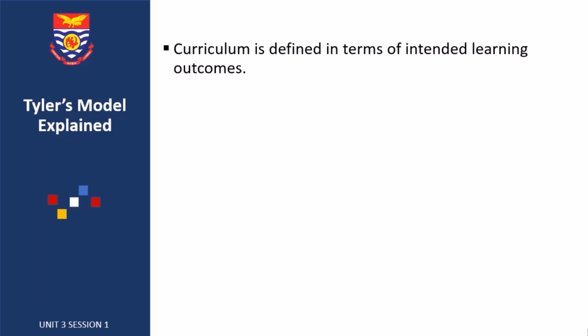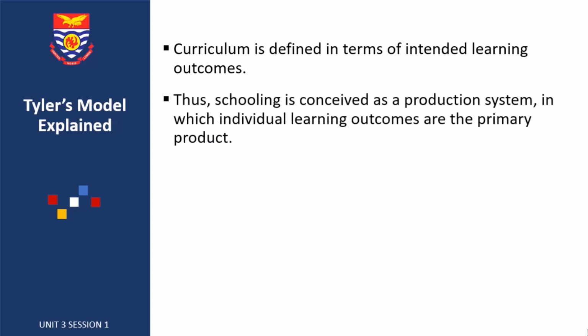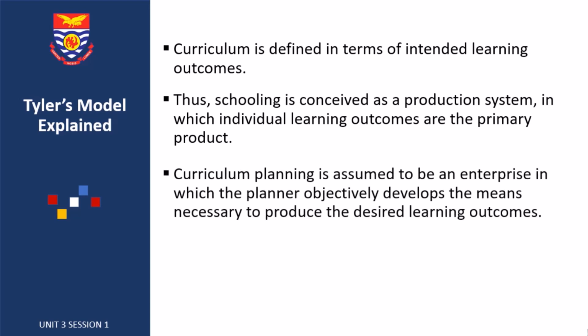Also, Tyler defines curriculum in terms of intended learning outcomes. And for that, schooling is conceived as a production system. In the production system, individual learning outcomes are the primary product. And curriculum planning is assumed to be an enterprise. In this enterprise, the planner will develop the means that will help us to achieve the desired learning outcomes.